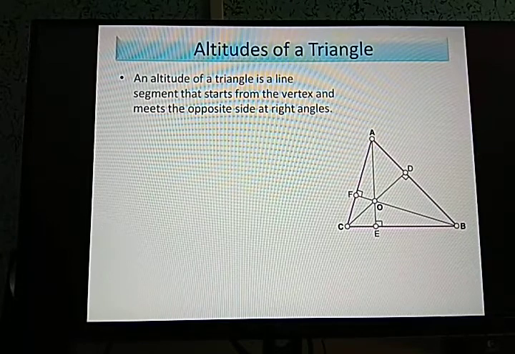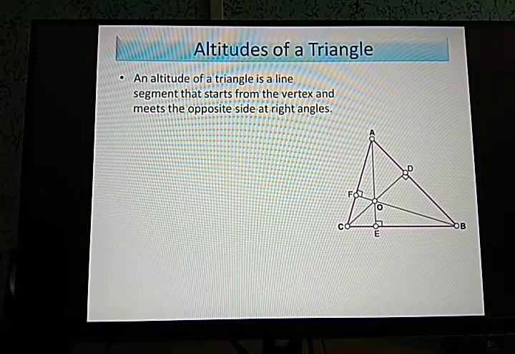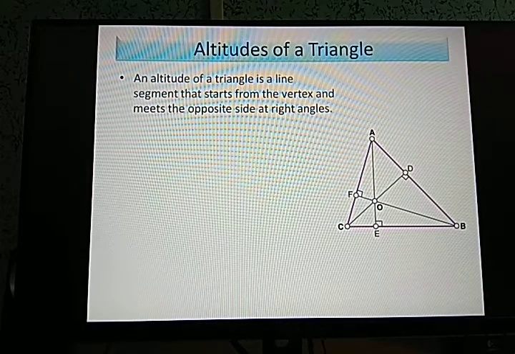Say for example, in this figure you can see there are 3 lines. So that means there are 3 altitudes in a triangle, just like a median. If you consider one of the altitudes, say AE, AE is connecting the vertex A to the side BC, forming an angle of 90 degrees. That means it is exactly perpendicular. That line is exactly perpendicular on BC.